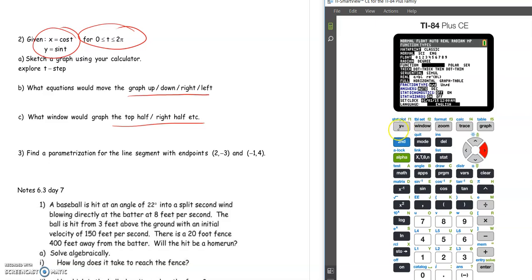So now when you go to y equals, notice it looks a little different. It looks a little different because you have x and y, right? They're going to be in terms of t. Also, notice that if you hit this X,T,θ,n button, you used to get an x, now you're going to get a t. Okay, so let's go ahead and type in cos t.